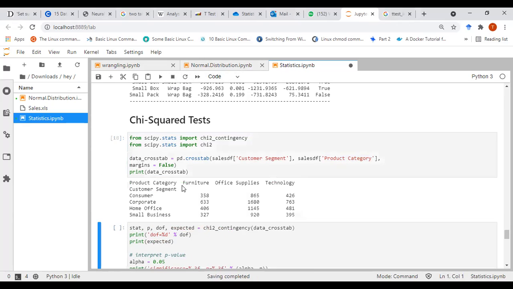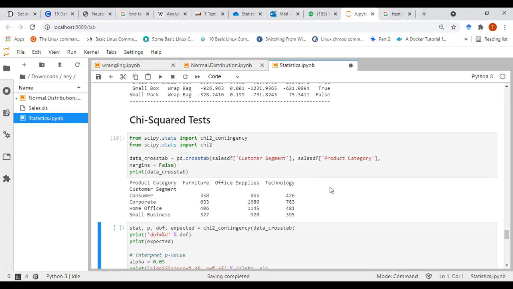You see, product categories are furniture, office supplies, and technology. Customer segments are consumer, corporate, and home office and small business. So what was my claim? That the customer segment is the same across the product categories. That's the null hypothesis, that I say corporate people alone have bought all these three things.